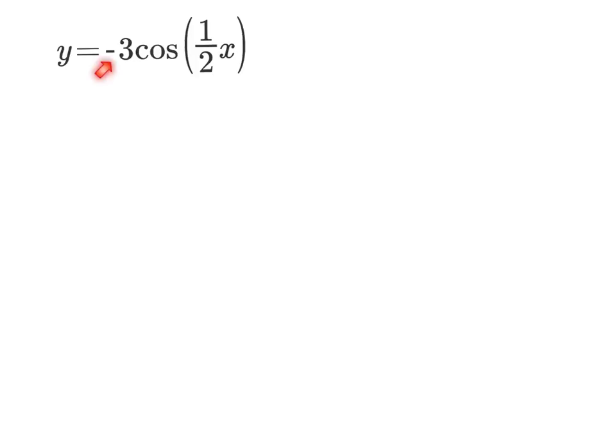Okay, here we've got a cosine graph. I'm noticing that it's negative, so that means we're looking at a reflection of cosine. Our amplitude is 3. Our frequency is 1/2. So that means we're going to have half of a cycle every 2 pi. And the period is going to be 2 pi over 1/2, which is 4 pi. So the length of each cycle should be 4 pi.